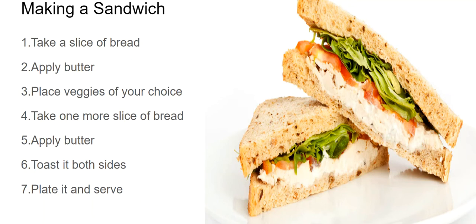The list of steps, what and all we are requiring in order to complete a task, is called as algorithm. So when we want to complete a task and if you are noting down the list of steps for that task, that is called as algorithm. Okay. So this is why I showed you a sandwich. All right.